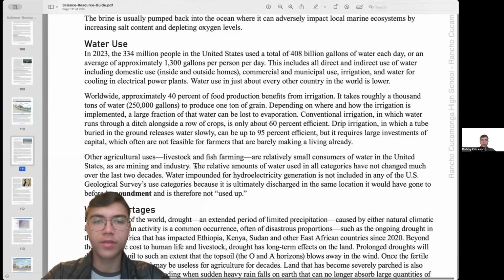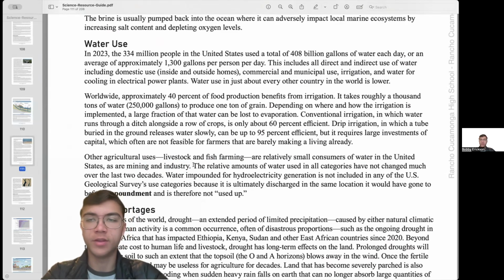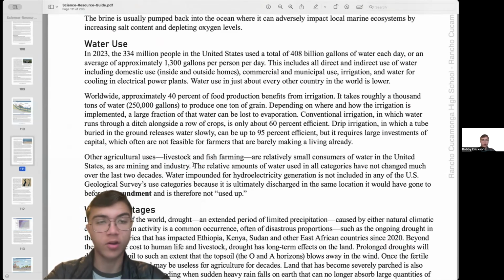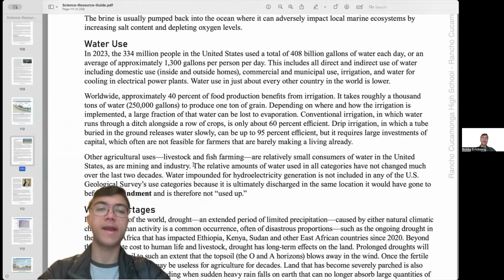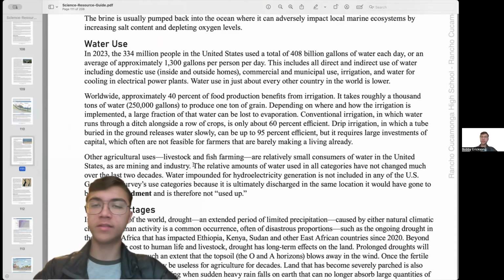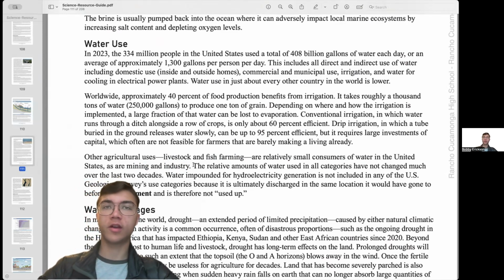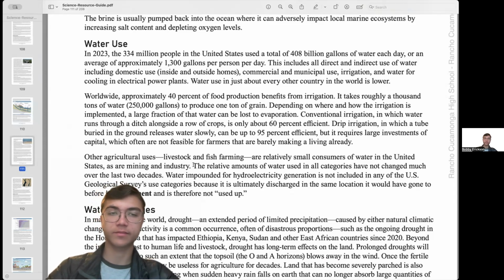Then this also notes that a lot of the water that we use in all categories really has not changed much in the last 2 decades. So we haven't gone up, we haven't gone down. So it might ask, has the state of water use changed over the past 2 decades? It'll say a little bit, 2 times more, 2 times less, or a little bit less, or no change. And the answer is no change.